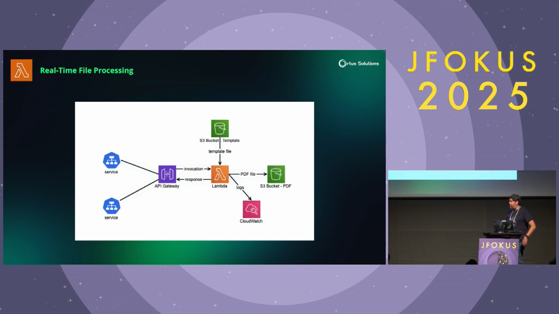So I like big pictures, so I'll show you a lot of big pictures. Here's a simple example of real-time processing where you can start with a Lambda that responds to an API gateway. That's also another service in Amazon. So it's responding through an invocation. It's actually looking at other things such as S3. Maybe it's processing a PDF.